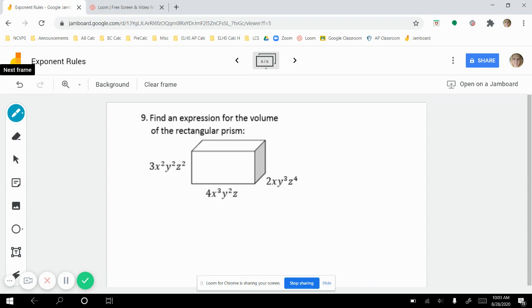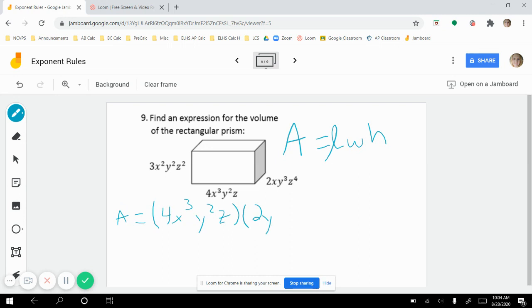All right. Last one to take a look at. We are trying to find an expression for the volume of this prism. Again, important to know, volume of a rectangular prism is length times width times height, right? So let's plug in. We want to multiply all three of these. 4x cubed y squared z times 2x y cubed z to the 4th times our height, which is 3x squared y squared z squared.